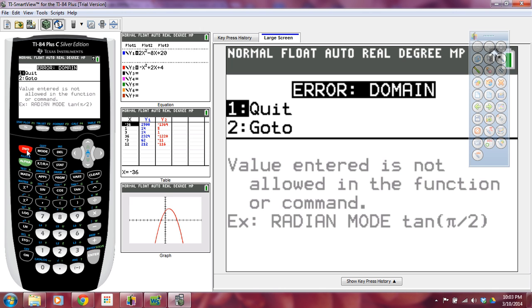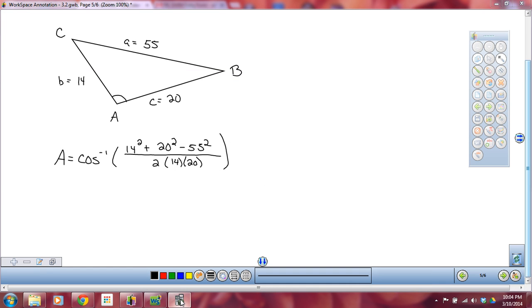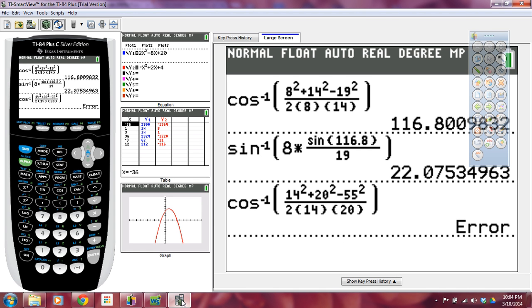Oh gosh, I must have done something wrong. 14 squared plus 20 squared minus 55 squared. Well guys, I'm not really sure what I did wrong here. Wouldn't you know this would happen on a video? Let me try it on my calculator real fast. You know, my calculator that I have at home.